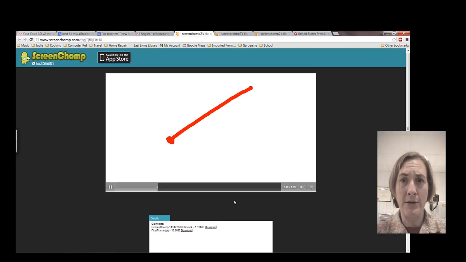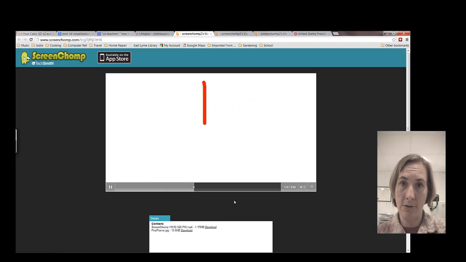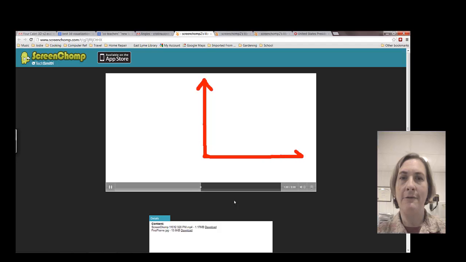That's less than 90 degrees, you'll probably remember. Here's an example of two rays that share the same endpoint and whose union forms an obtuse angle, which you'll remember is greater than 90 degrees. Here is an example of two rays that share the same endpoint and whose union forms a right angle.